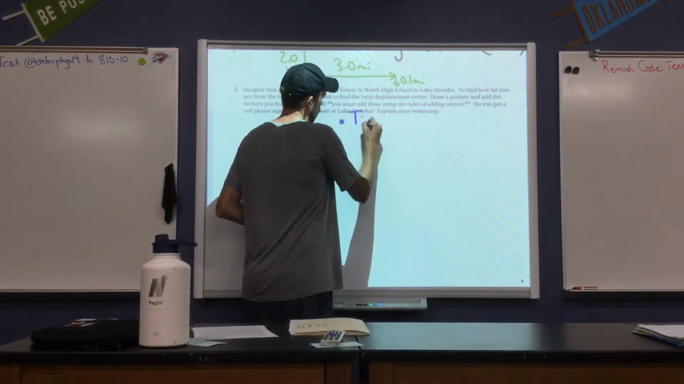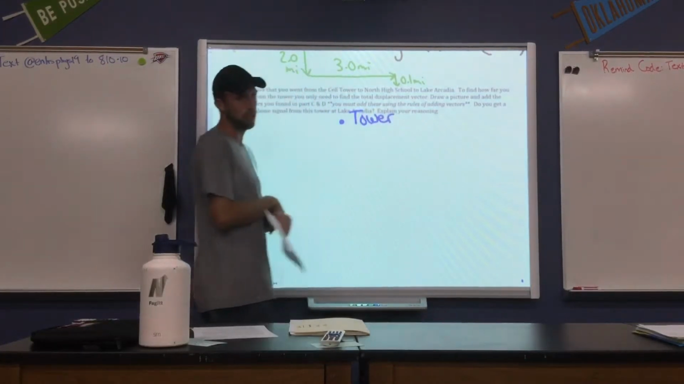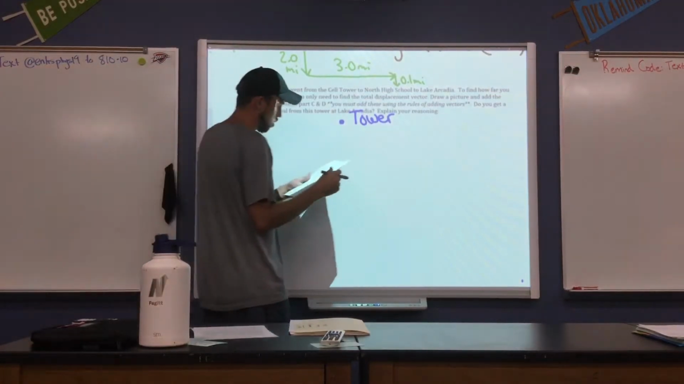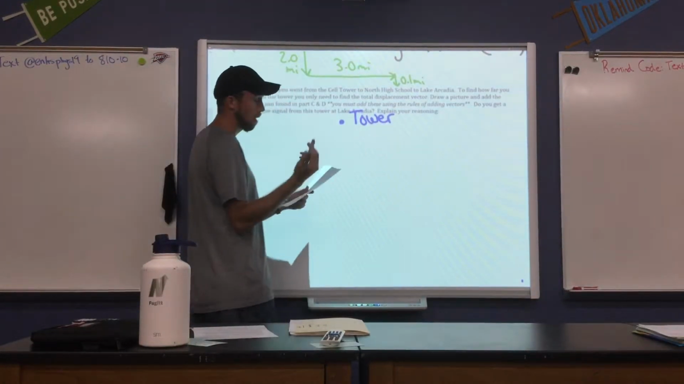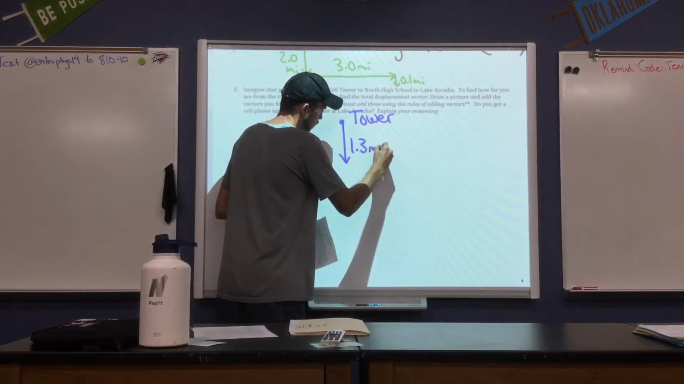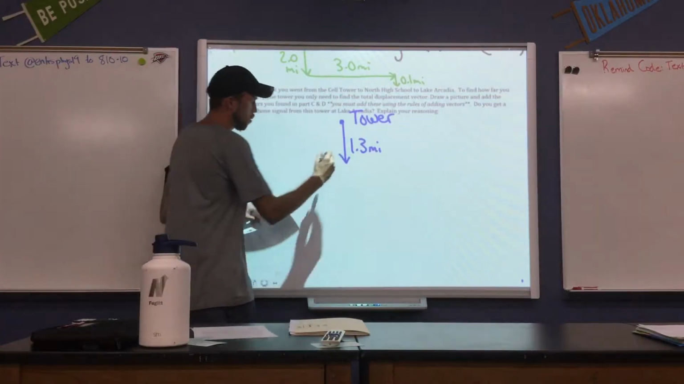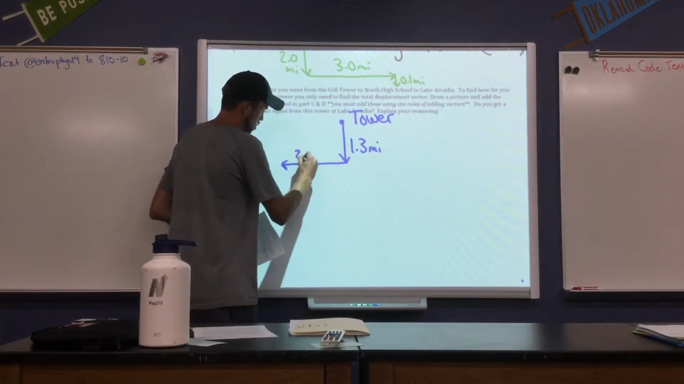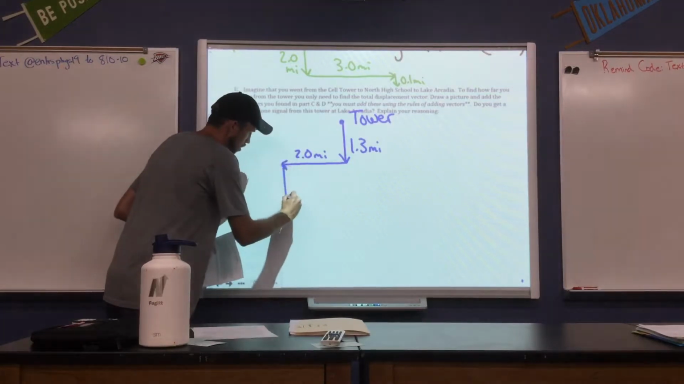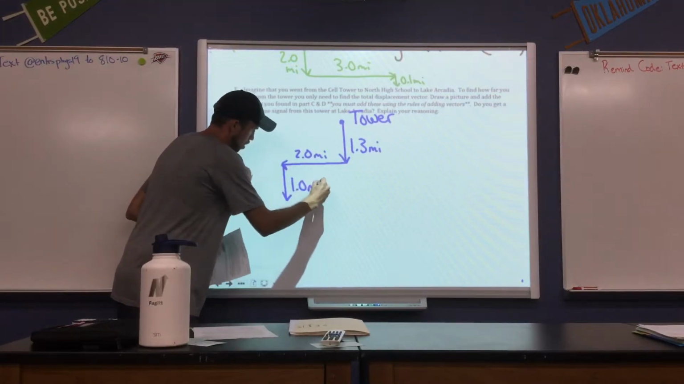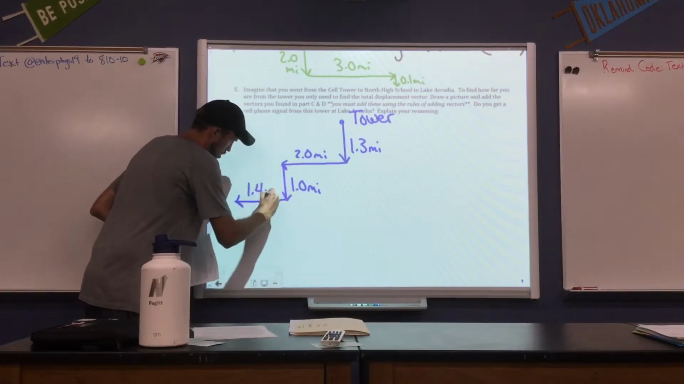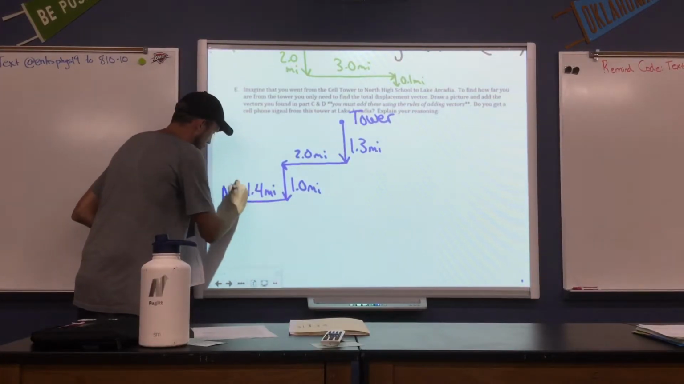So what I'm going to do here is redraw the entire picture from the tower all the way down to Lake Arcadia, right? So I'll use my instructions. From the tower to Lake Arcadia, we start by going to north. So 1.3 miles south, and then 2 miles west, 1 mile south, and then 1.4 miles west. Okay, and that will end us at the north.